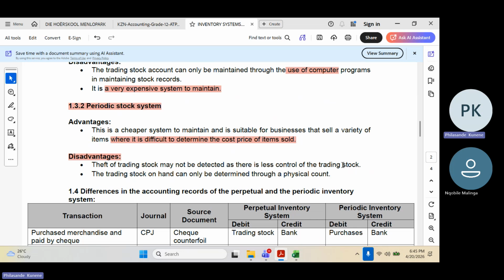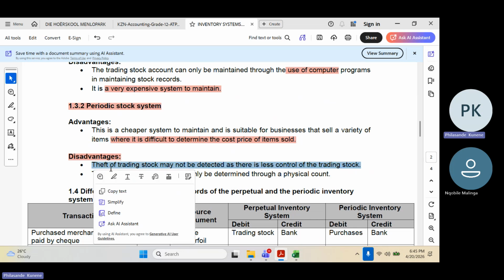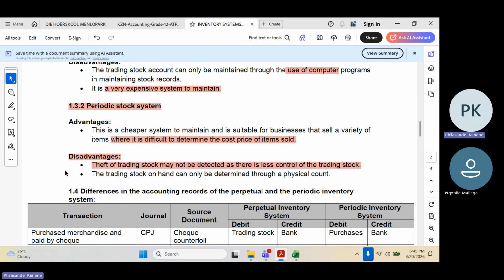So looking at the disadvantages of periodic, theft of trading stock may not be detected as there is less control of the trading stock. There's no way they can detect someone who is stealing something. The trading stock on hand can only be determined through physical count.